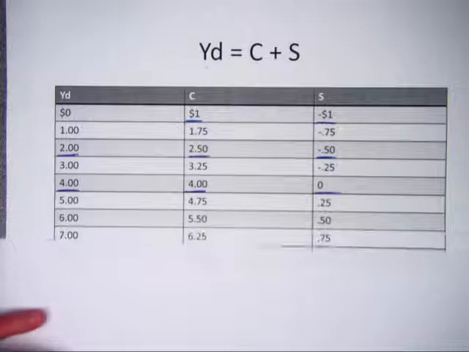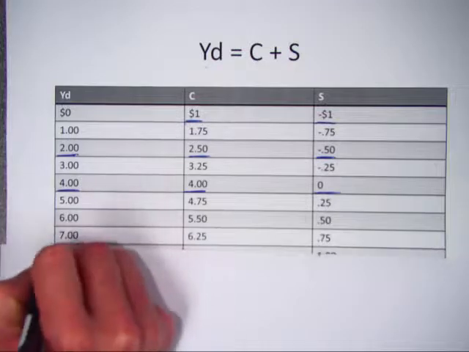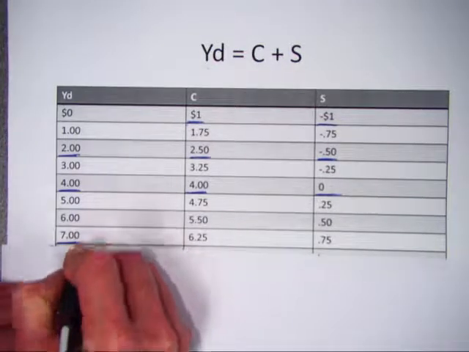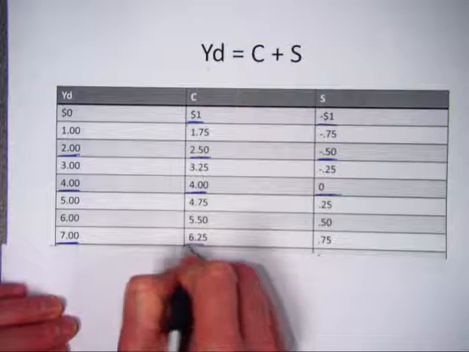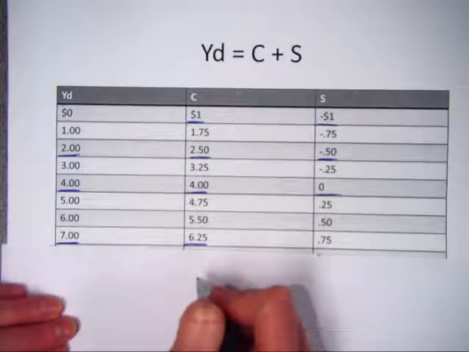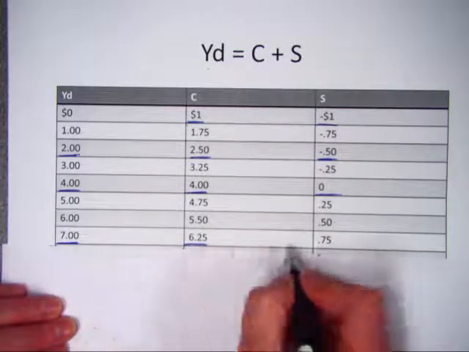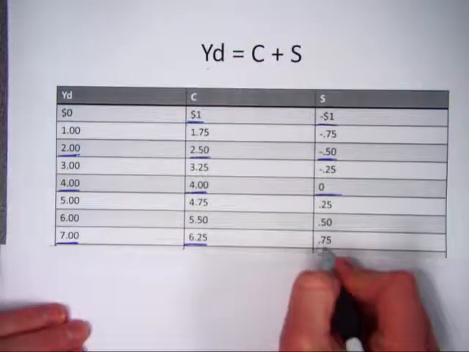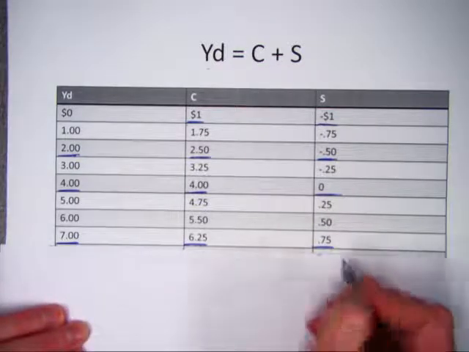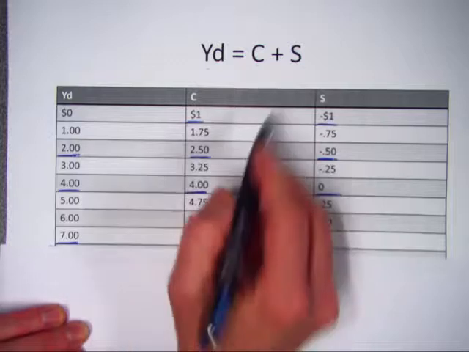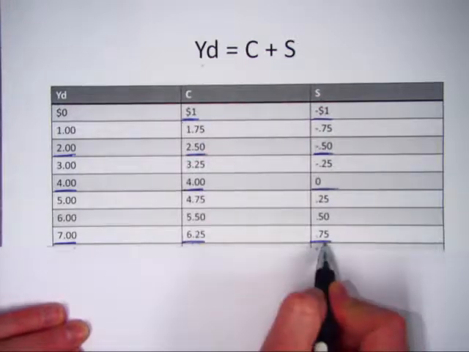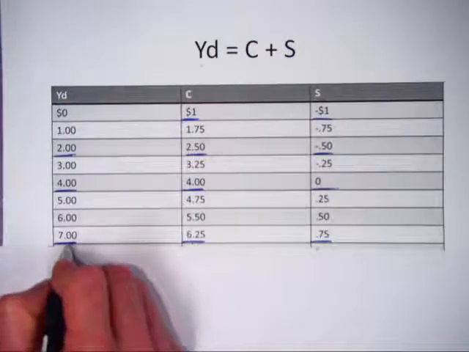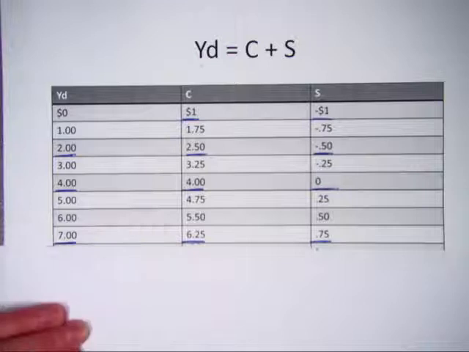Let's go down, we'll say, to $7. At $7, our disposable income is $7. Of that $7, $6.25 will be consumed. The difference then between the $7 and the $6.25 in consumption is going to be the dollar amount saved, or 75 cents. Again, $6.25 consumption plus 75 cents savings equals the disposable income of $7.